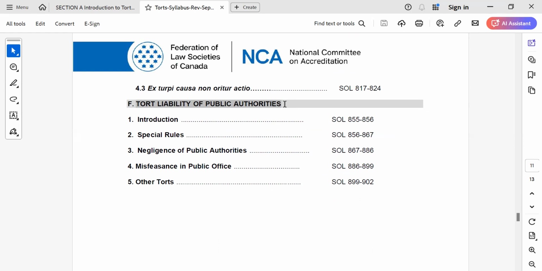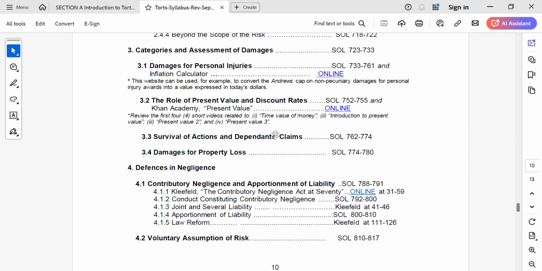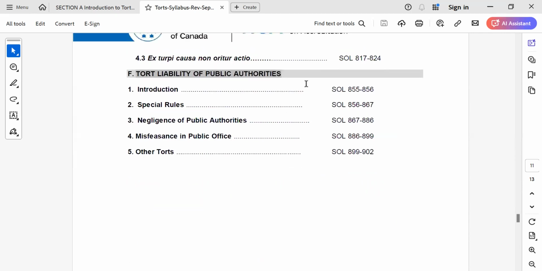Tort liability of public authorities, introduction to that, special rules with respect to that, and negligence of public authorities. When the negligence that we learned in the previous chapter happens by the public authority, then what happens? And misfeasance in public office, other torts.